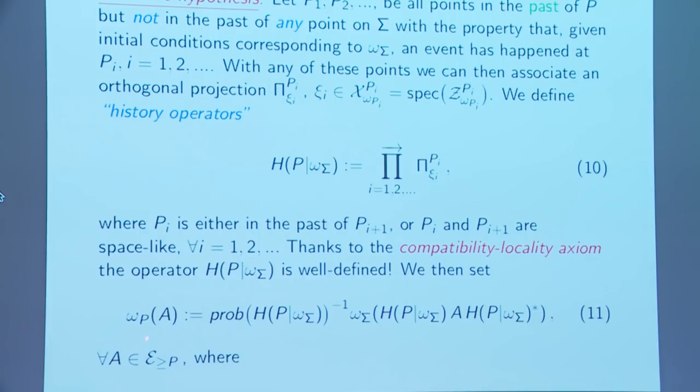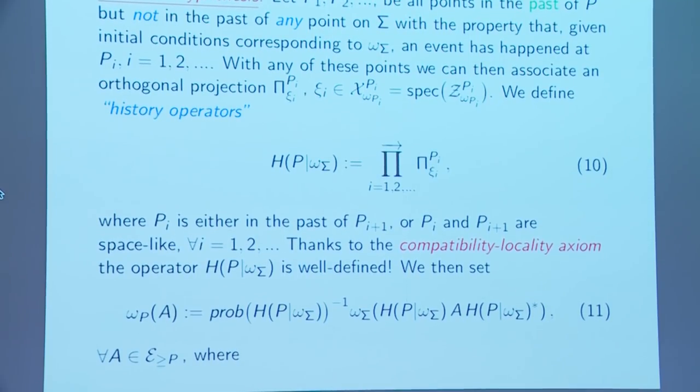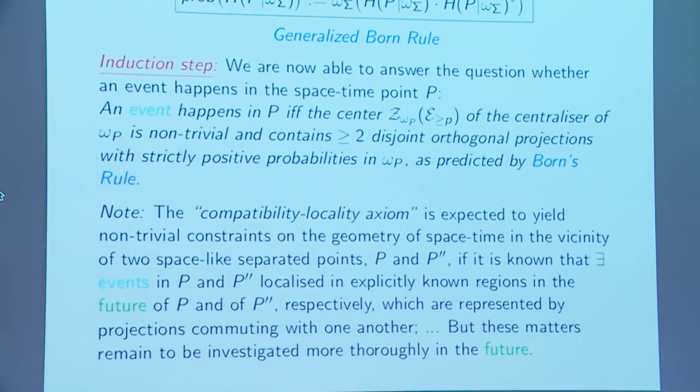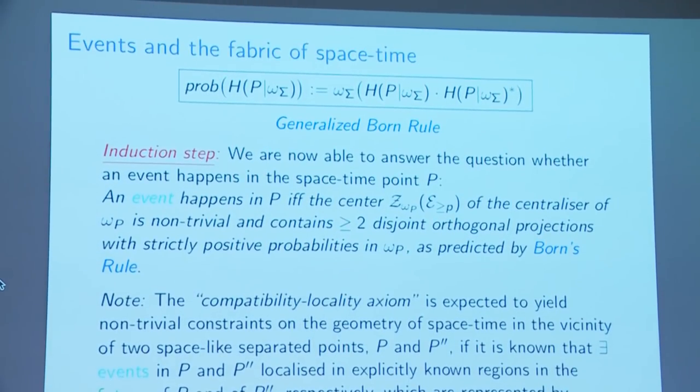So then we define the state omega sub P on the algebra E greater or equal to P to be given by... But you mean it's no longer a projection? No, this is not a projection, it's a product of projections. But the omega P is now given by this particular state. You see, this is just iterating the rule we had before, going through all the events that have happened. And the important thing is we only consider events in the past light cone of P. And here is the generalized Born rule.